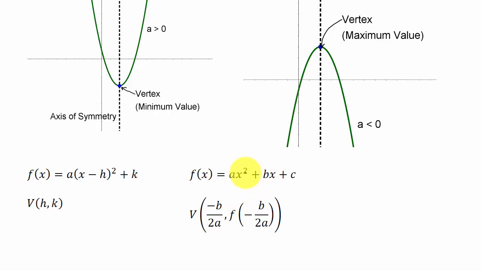If your quadratic function is in this form, then for your vertex, this is the x coordinate and this is the y coordinate. So if it's in this form, your x coordinate is minus b over 2a, where b is the number in front of x and a is the number in front of x squared. And then your y coordinate, all this means is that whatever value you get for your x coordinate, you just take it and plug it back into the function to get your y value. That's all that means.